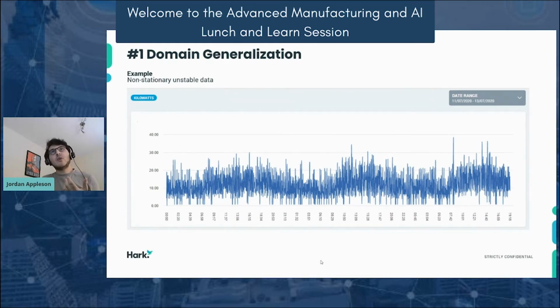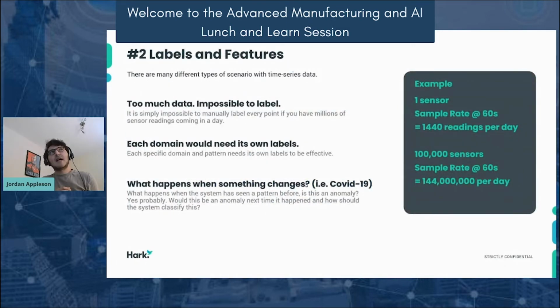So problem number 2 is labels and features. What I've just shown you on these graphs is minute by minute intervals of all these sensors. The sample rate is 60 seconds. That means for every sensor, you've got 1,440 readings per day. For 100,000 sensors, you've got hundreds of millions of readings per day, and we have hundreds of thousands of sensors in our platform.